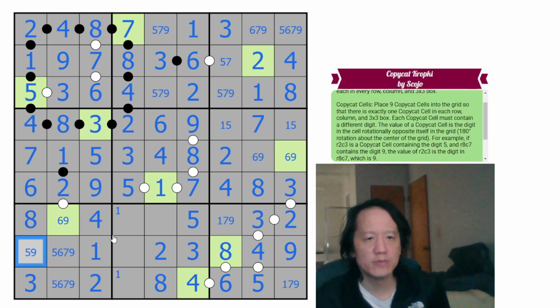This can't be 5 anymore, so that's a 9. This can't be 9. This must be the 6. Which means this can't be the 6 in the copycat cell. So therefore it's 9. And therefore this is 6. Oh, wait, we have 2 9s now. That's not possible.